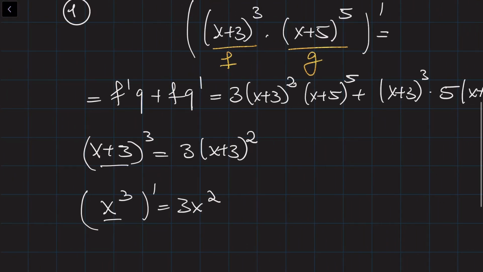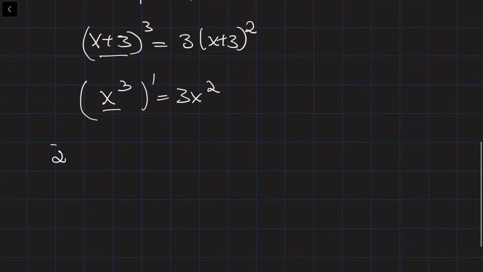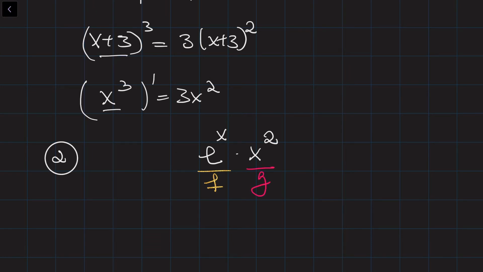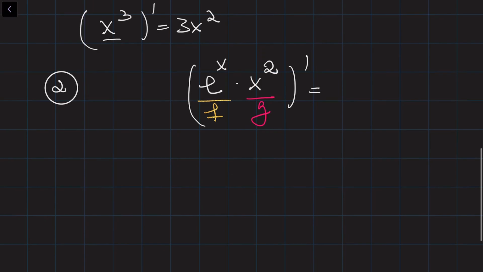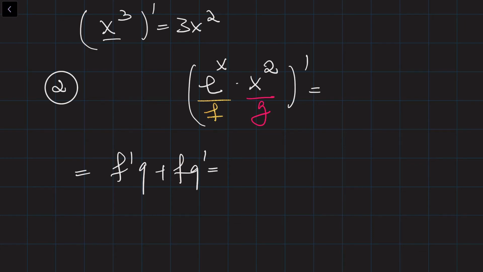Let's do the second example. In the second example, we need to multiply a polynomial by the exponential function. In our case, the exponential function is going to be f and the polynomial is going to be g, and the derivative of this function, again, is f'g plus fg'. The derivative of f, e to the power of x, is simply e to the power of x times g, which is x squared, plus the first function, e to the power of x, times the derivative of x squared, which is 2x.